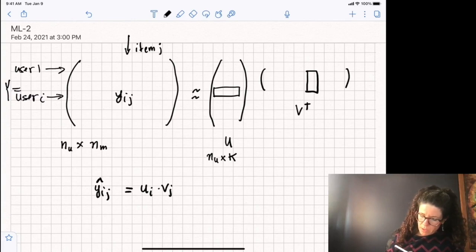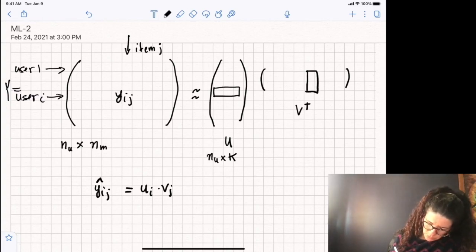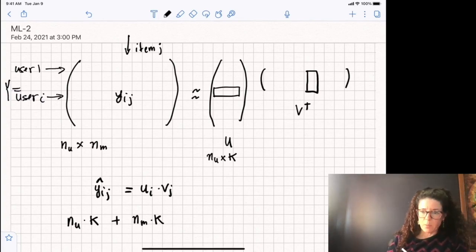Okay, so before we talk about anything else, let's talk about what the parameters of this model are. Well, the parameters of this model are all of the representations Ui of users and all of the representations Vj of items. So we are going to learn together the representation of users and items through an optimization process. Basically the matrix U and the matrix V are going to be our parameters. So how many parameters do we have? Let's count. U is NU times K plus V is NM times K. So this is the number of parameters we have.